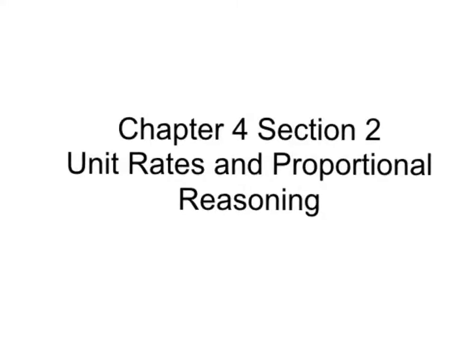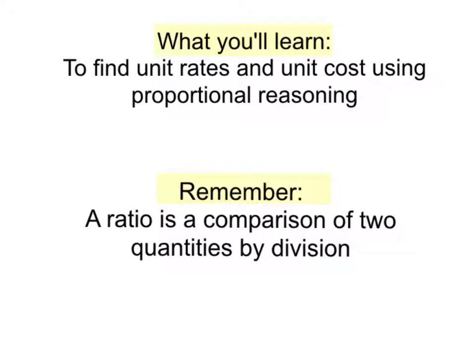This is our second video for Chapter 4. Chapter 4, Section 2, Unit Rates and Proportional Reasoning. What you'll learn about in this video is how to find unit rates and unit cost using proportional reasoning. Keep in mind as you go through the video that a ratio is a comparison of two quantities by division.